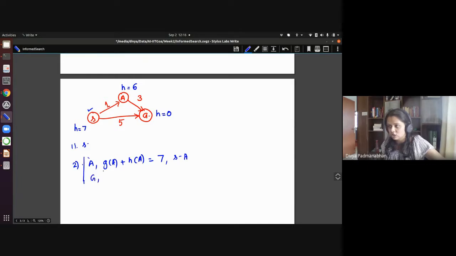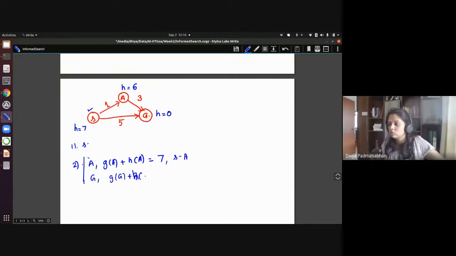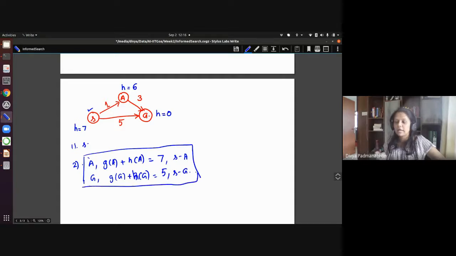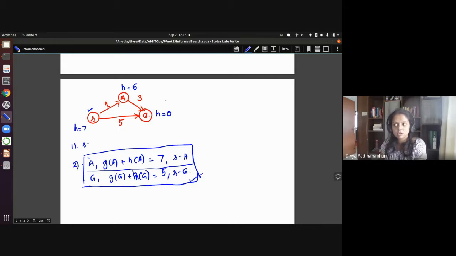Now the next one is G. What is going to be the value, the priority? 5. So this is going to be 5, and you have SG. Now what's going to happen? Your queue has these two entries. The goal state will get popped out. So G is visited, and the plan that you would have come up with is SG with a cost of 5.